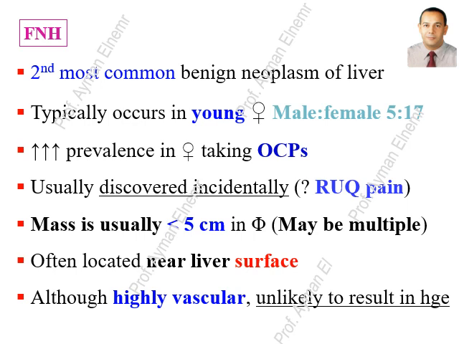The mass is usually less than 5 centimeters in diameter, maybe multiple. The mass is often located near the surface of the liver. In other words, it is exophytic in nature. Although focal nodular hyperplasia is highly vascular, it is unlikely to result in hemorrhage.